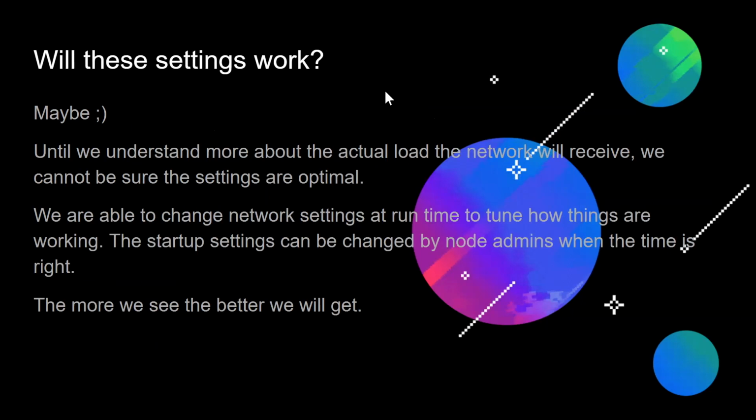Many of these settings we can change at runtime because they're network parameters. So if we find we're being too restrictive or we need to tighten up a bit, we can change them with a vote. And the more we see, the better we're going to get. So as we go live, we've got some excellent monitoring. We'll be able to see how things are working, and we can fiddle with these numbers until we get the best usage of our resources.